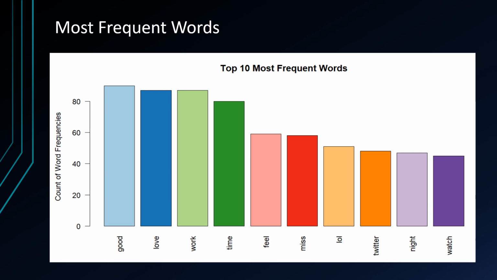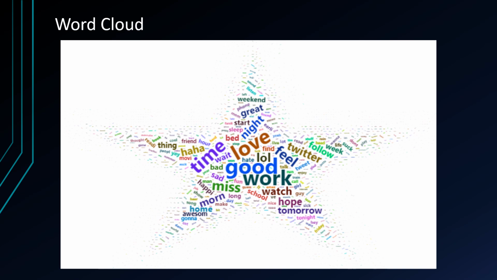The most frequently occurring words in the corpus are good, love, work, time, feel, miss, LOL, Twitter, night, and watch. A word cloud was created to display the words contained in the corpus. It shows the most frequent terms as larger and the less frequent terms as smaller.